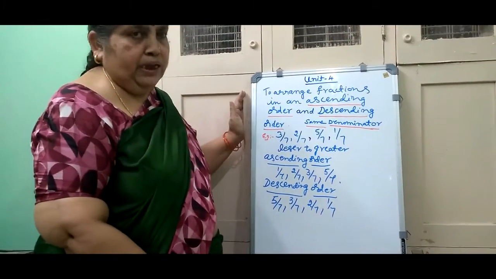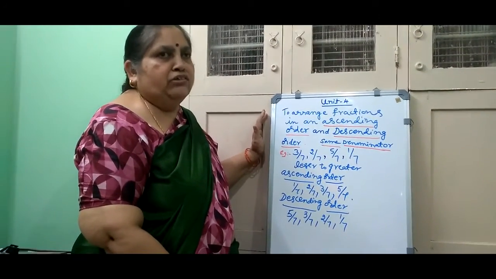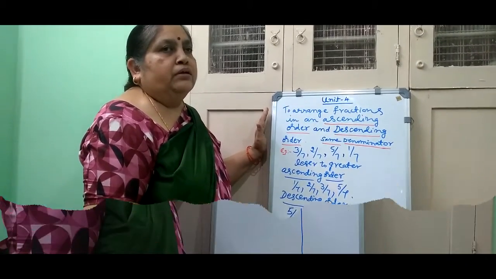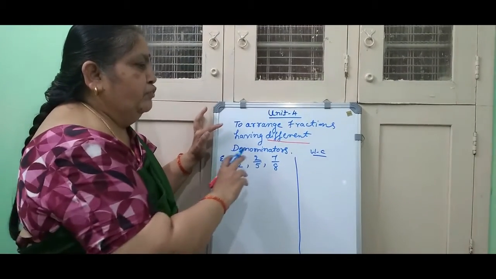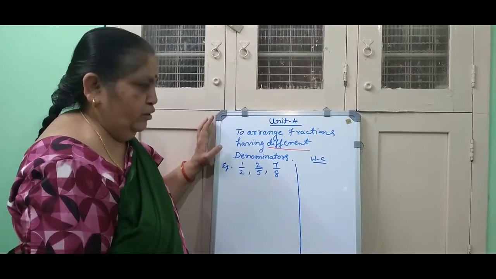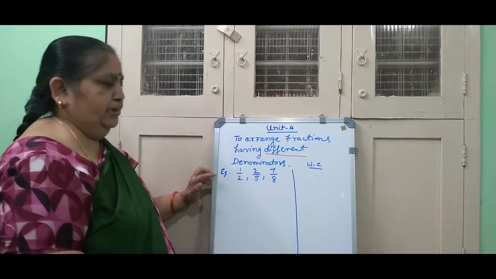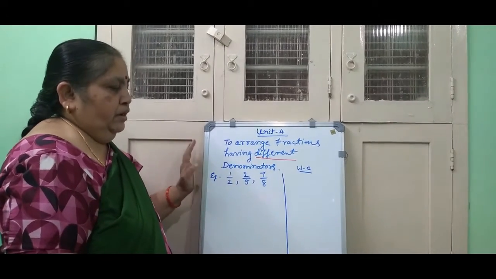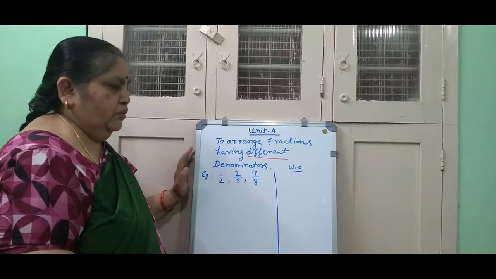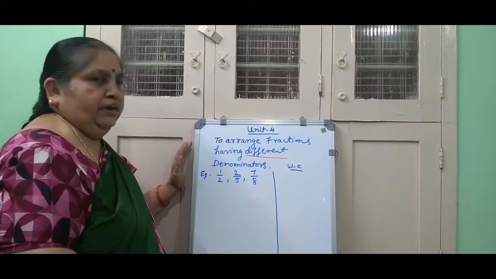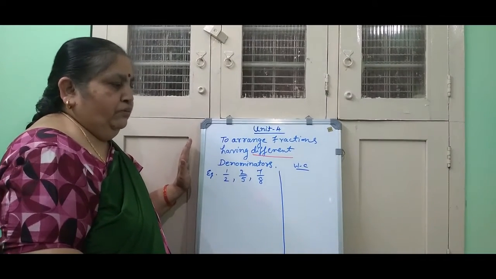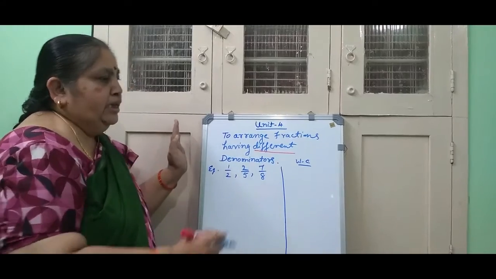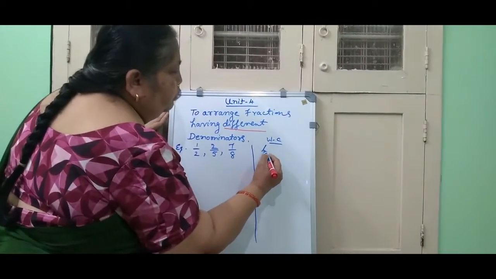Now let us see how to arrange fractions having different denominators. I have considered an example here: 1 by 2, 2 by 5, 7 by 8. Here we cannot just compare the numerators. So what we have to do is take the LCM of the denominators. You have mostly seen this in your previous classes.